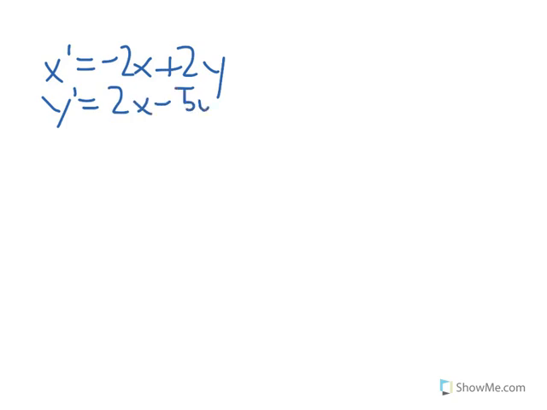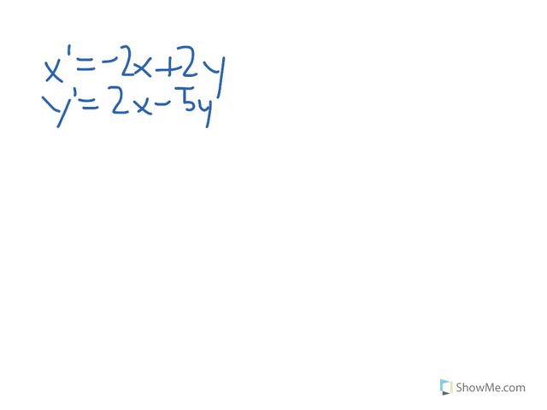So in this video, I will show how to find the eigenvalues for a system of differential equations. Now suppose we have a system that looks like this. x prime equals negative 2x plus 2y, and y prime equals 2x minus 5y. Now there are two differential equations in this system. Now how will we begin to solve for the eigenvalues?